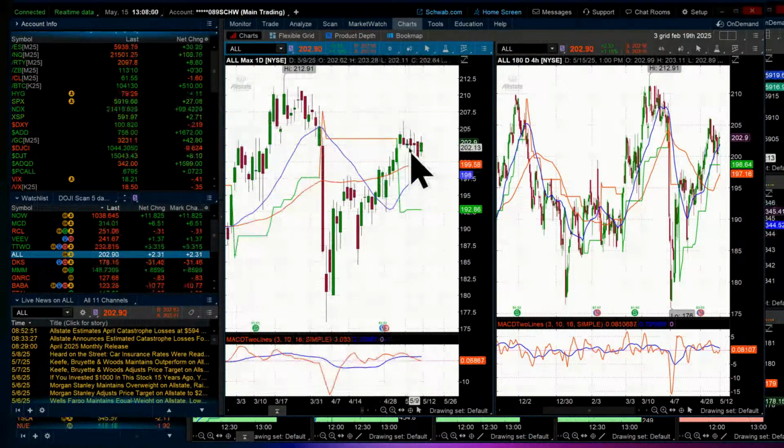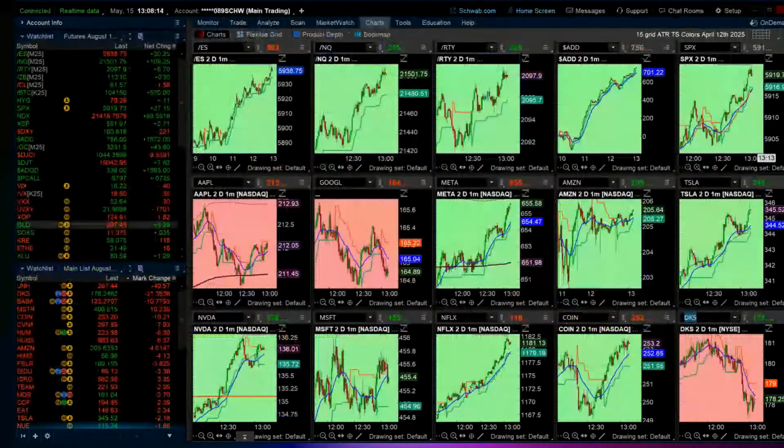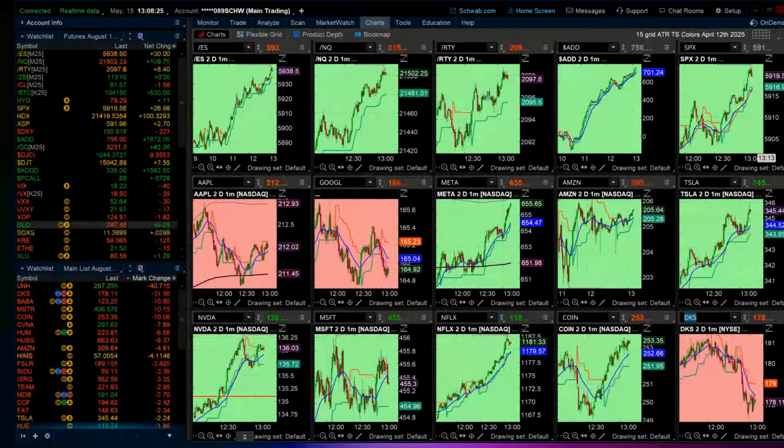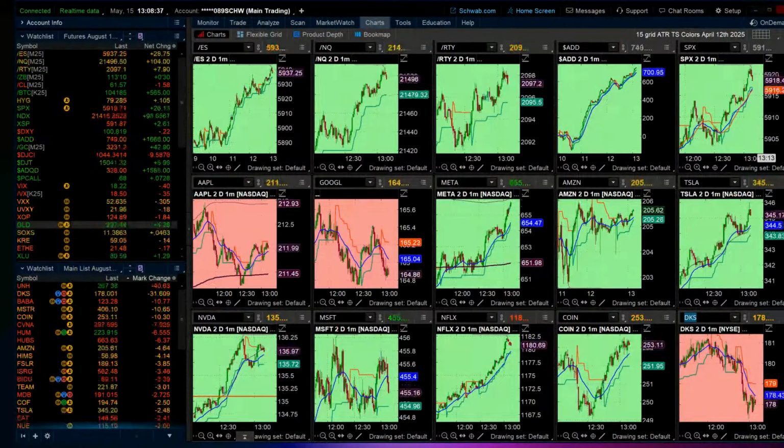Another perfect butterfly candidate. Because it's stuck. Because a lot ask, how do you know which ones to do butterflies? I like when they're stuck in a range. That's what I like.